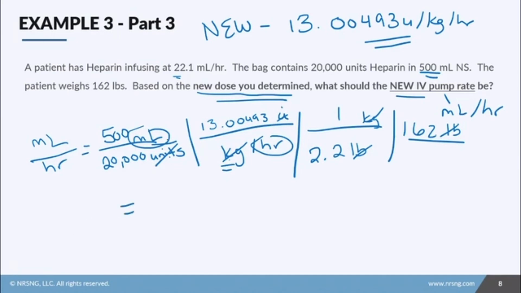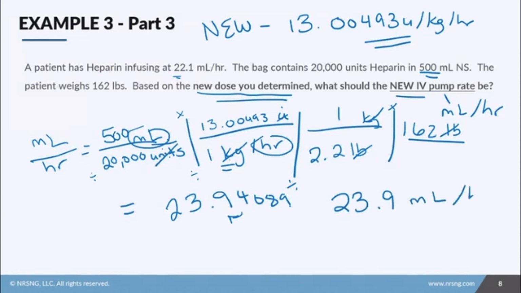If you put this directly into your calculator, multiply across the top, divide across the bottom: 500 times 13.00493 times 162 divided by 20,000 divided by 1 divided by 2.2. The answer that you are going to get is 23.94089. Okay? Round to the nearest tenth, you're going to get 23.9 milliliters per hour.